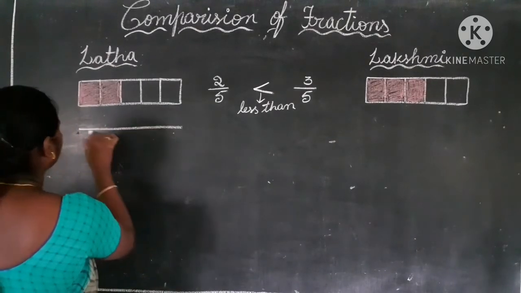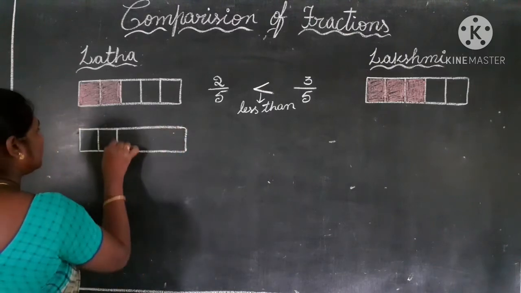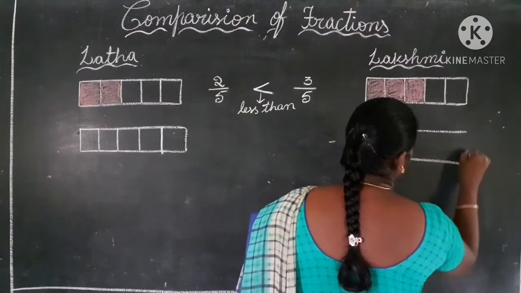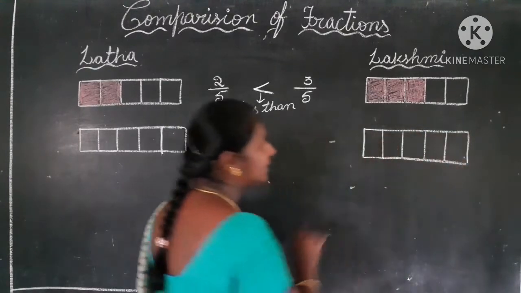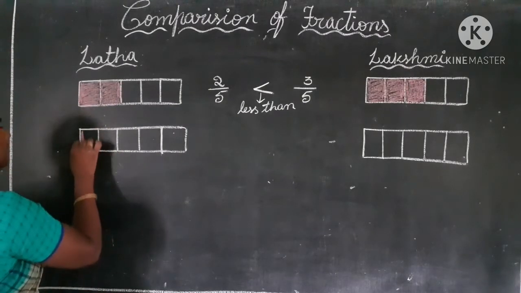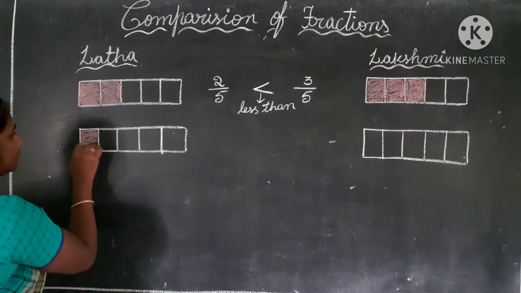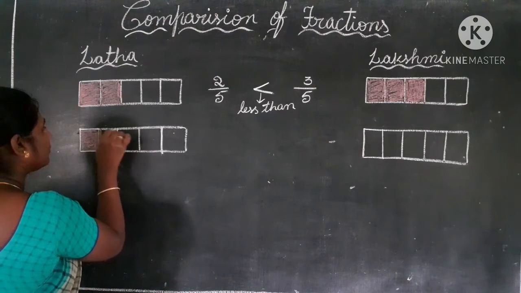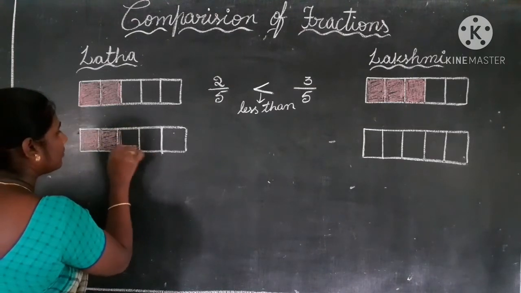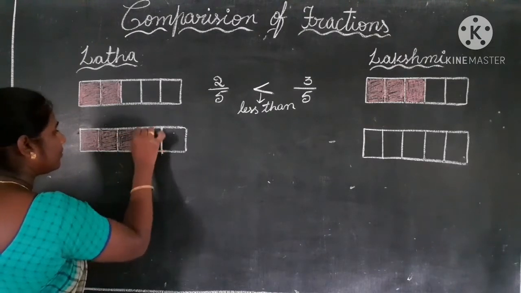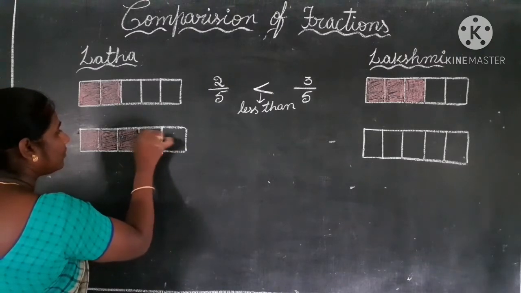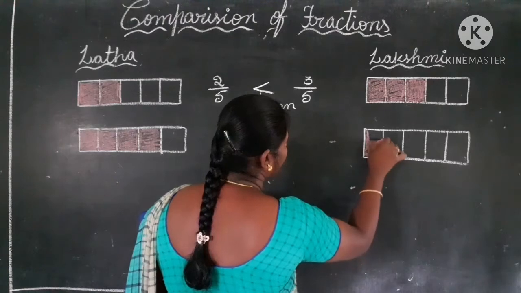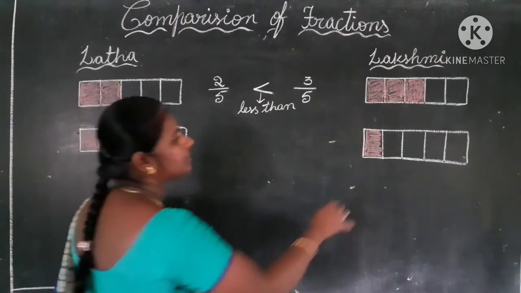Again, the same chocolate bar. In the same chocolate bar, Lata ate 4 parts and Lakshmi ate 1 part.